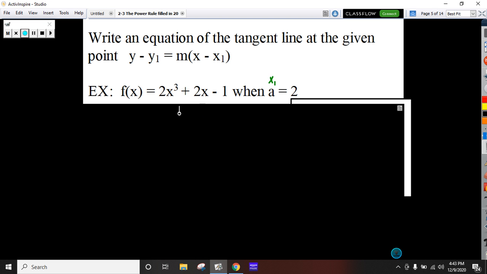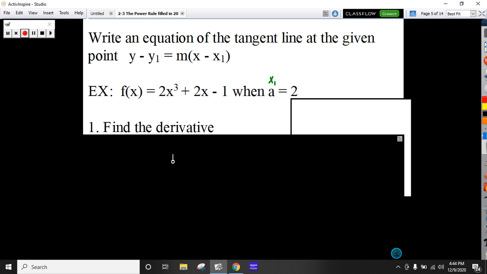So I'm going to give you an equation and an a value, and just like before, the a value is always the x1. So we already know one part of our formula. We just need to find the m and the y1. Okay, finding the y1 is the same as before, but finding the slope is a little bit more simple. So we're going to start with the slope.